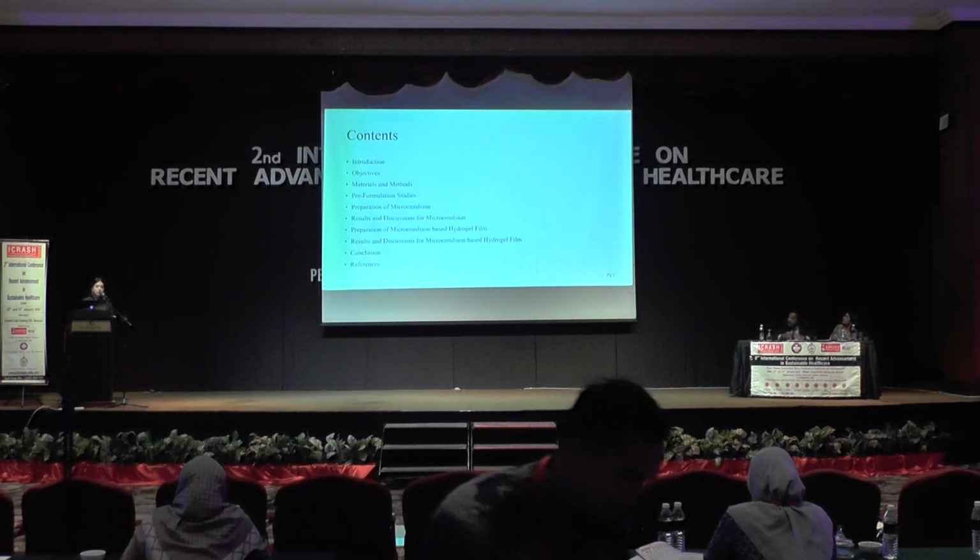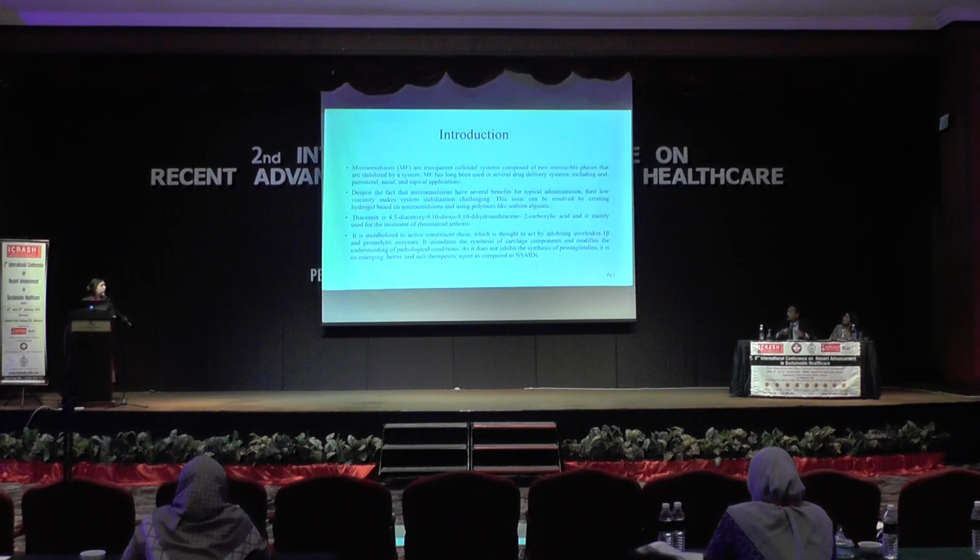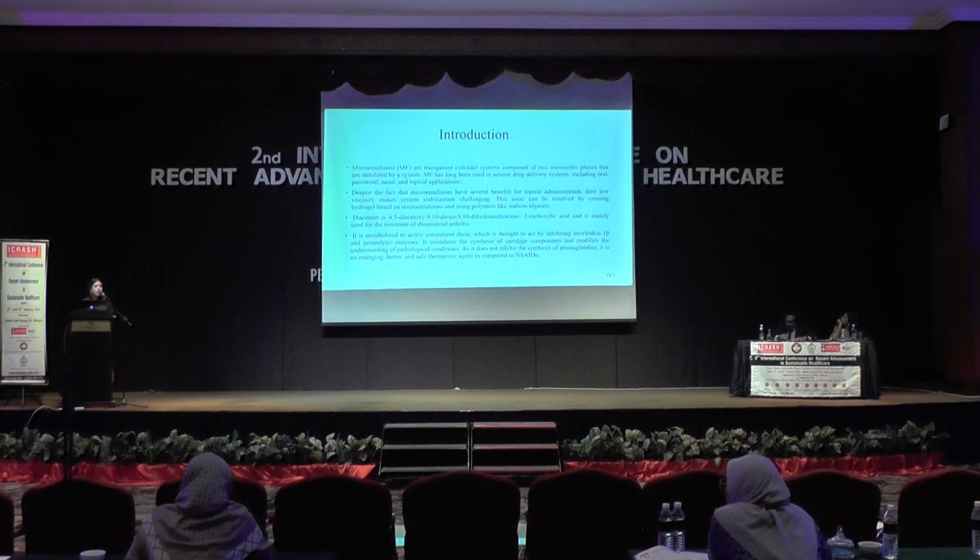These are the contents. Microemulsion is basically a transparent colloidal system which consists of two immiscible liquids. And diacerin is a type of drug which is already established for the treatment of rheumatoid arthritis and osteoarthritis. But systemically, when diacerin is given orally, it causes a lot of side effects. And microemulsion itself also has side effects, like it is very low viscous in nature.